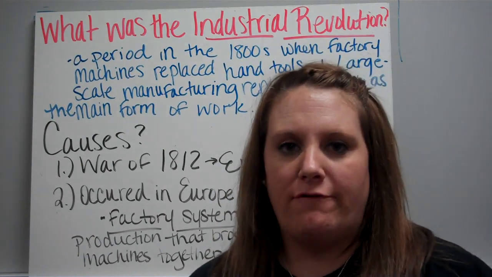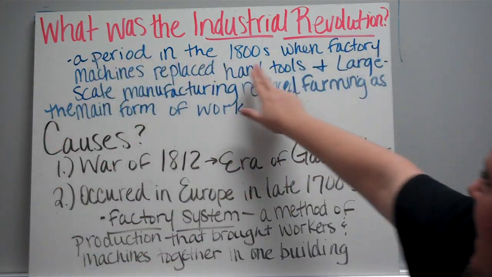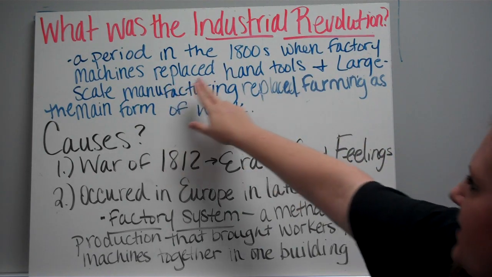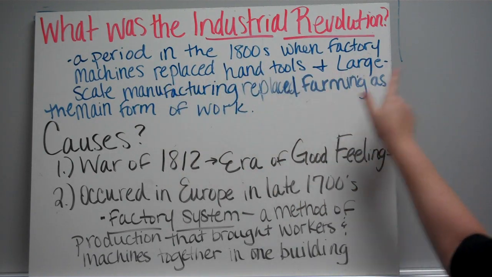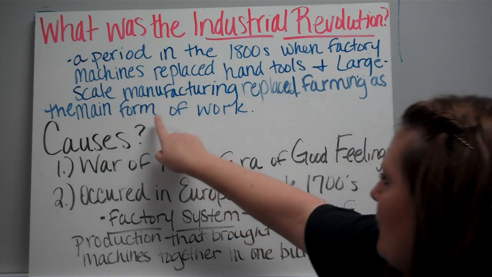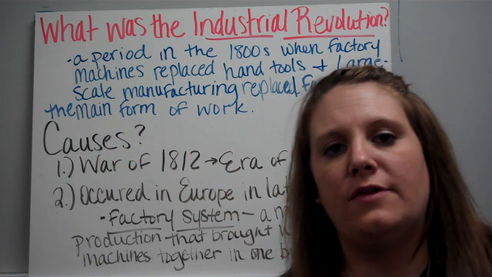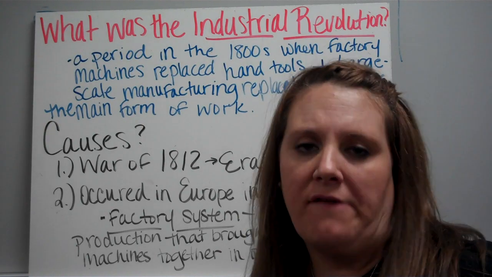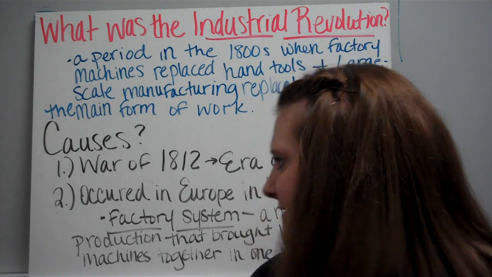What was the Industrial Revolution? It was a period in the 1800s when factory machines replaced hand tools and large-scale manufacturing replaced farming as the main form of work. Okay, so what caused the Industrial Revolution within the United States?